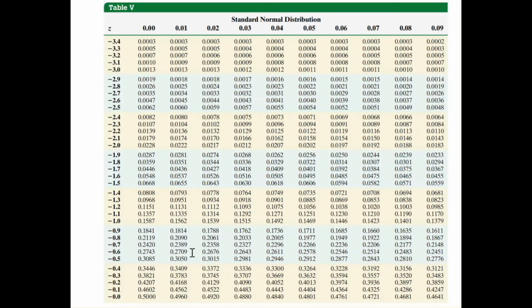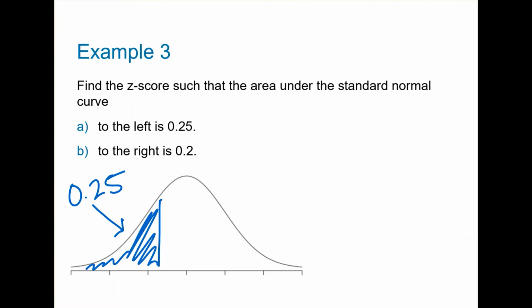So if we go here to the left, we get negative 0.6. If we look at the number on top here, we get 0.07. So the z-score that has an area approximately to the left of 0.25 is negative 0.67. Using table 5, we get negative 0.67.